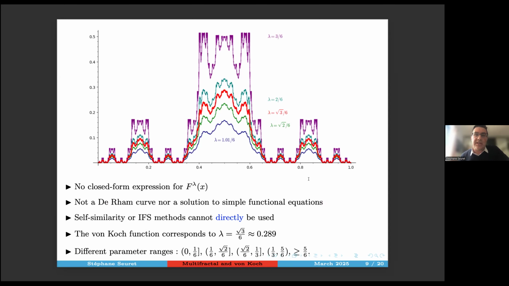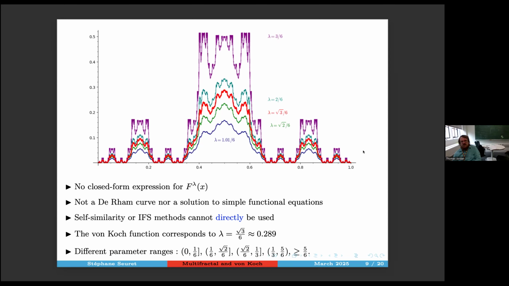And what is interesting is that there are different phase transitions according to the values of the parameter. We have identified at least 5 ranges, and I will try to explain that a bit. Any questions about the construction? Because if you don't get the construction, then the rest of the talk is a bit complicated.